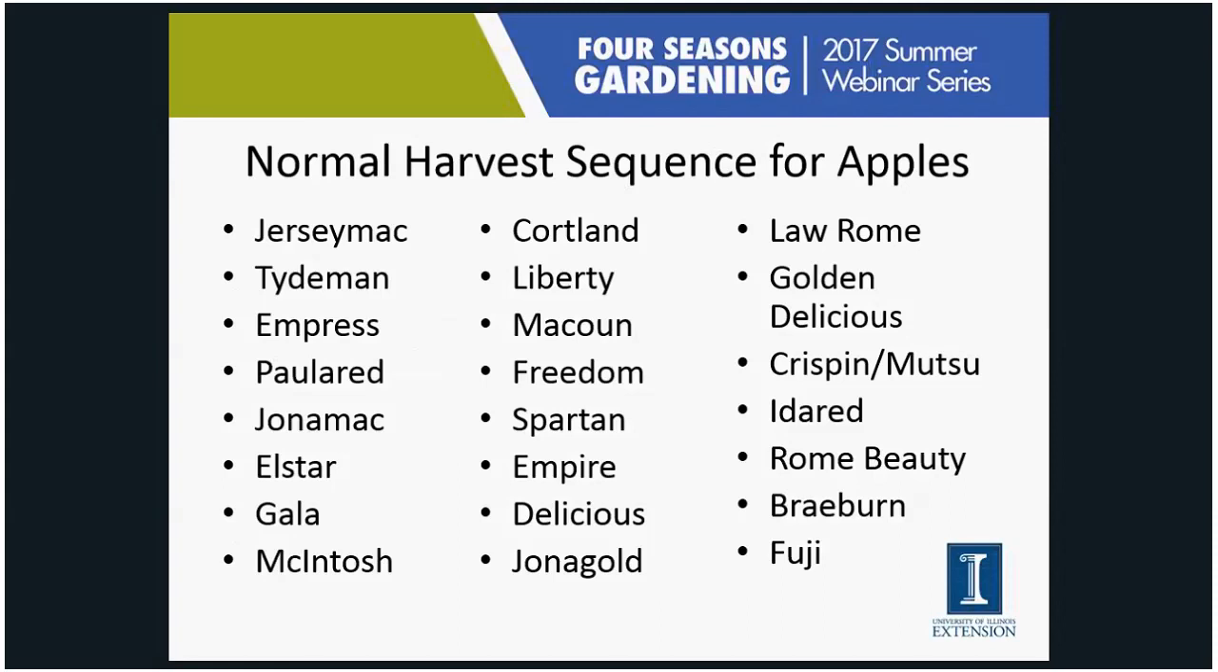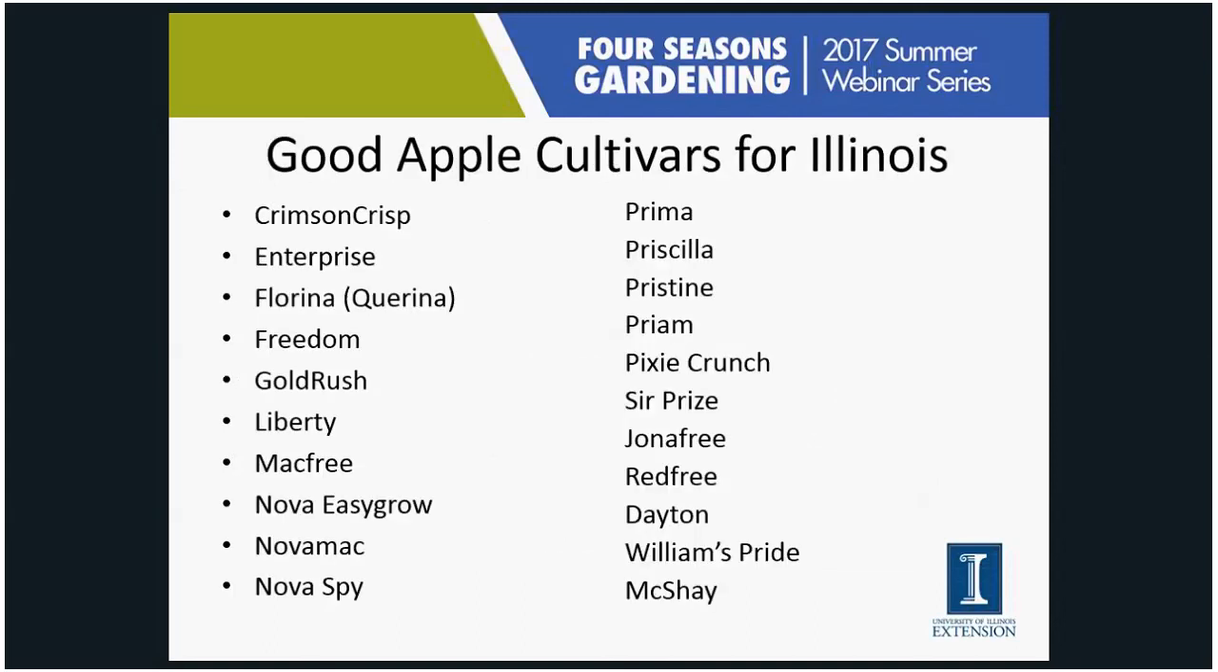Here we have the normal harvest sequence for apples. In a normal year, it'll have a normal harvest sequence, but strange things can happen, and this may get off a little bit depending on the season. Typically you will find these from left to right in the order that the harvest occurs. Some good apple cultivars for Illinois: a lot of these are known for their disease resistance. Some of these have been developed in collaboration with other universities and Illinois.